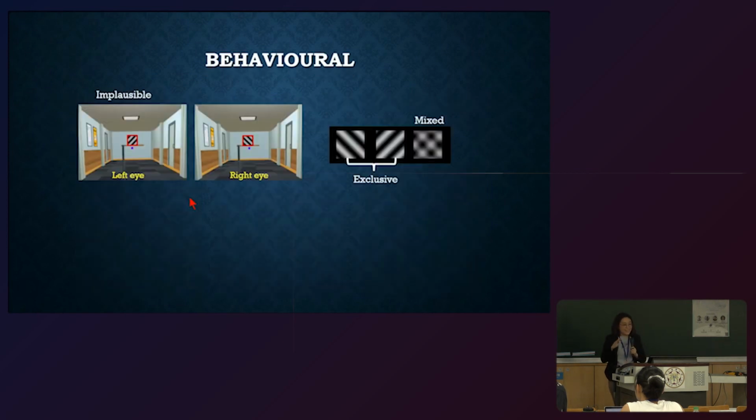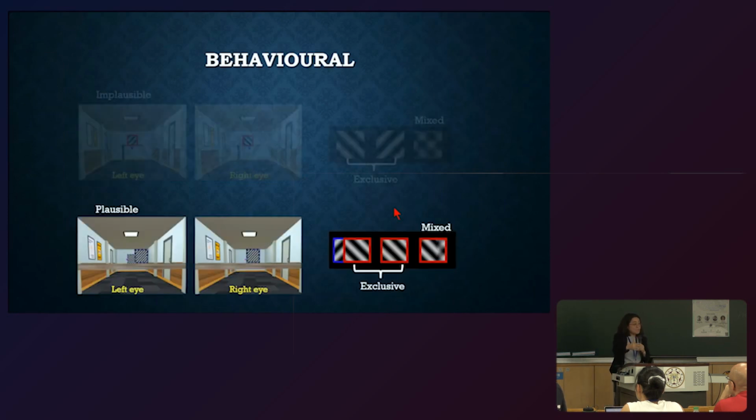Now, just to give an idea of how it looks in VR. In the implausible condition, one eye sees a different orientation from the other, and they are in the same location. And we got them to track exclusive percepts. What I mean is, when you can see a clear orientation without any influence from the other orientation. And then for the plausible version, this is an example of partial occlusion. So one eye sees the front object and the other eye sees something more from the background. Same thing, we get them to track exclusive percepts.